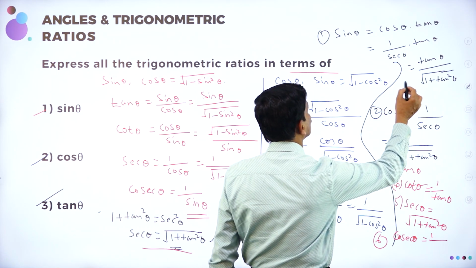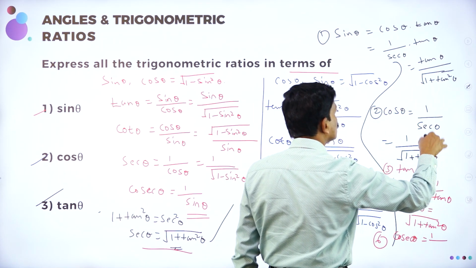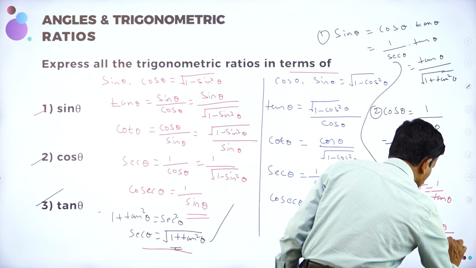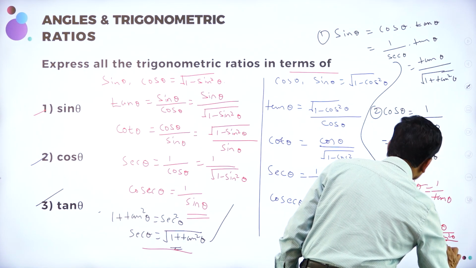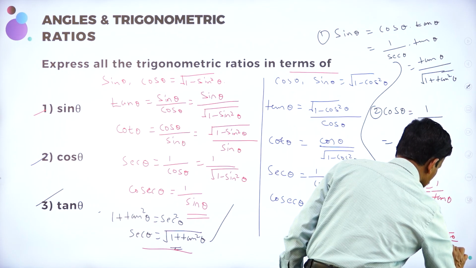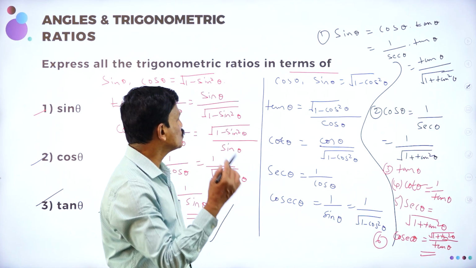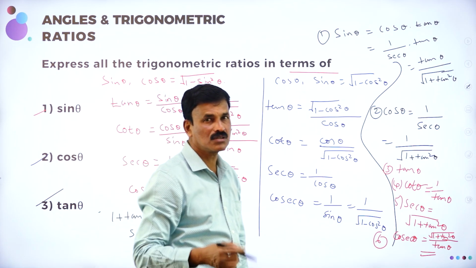What is sin theta? This goes to the numerator. So, it is 1 over root of 1 plus tan square theta divided by tan theta. That's all. This is how we express all the trigonometrical ratios in terms of tan theta. Hope you followed.